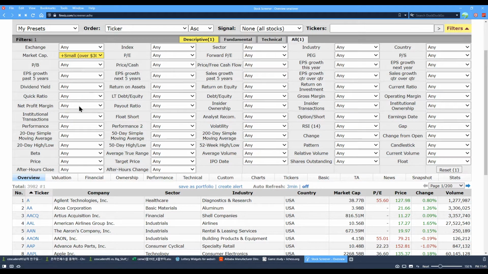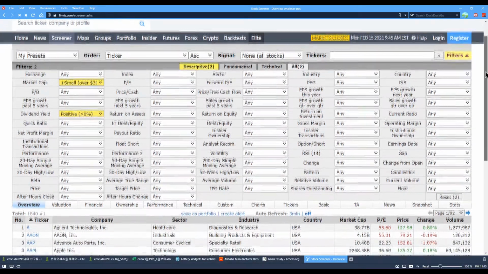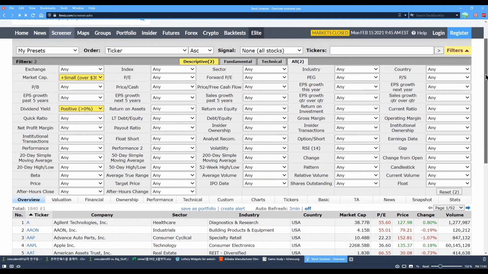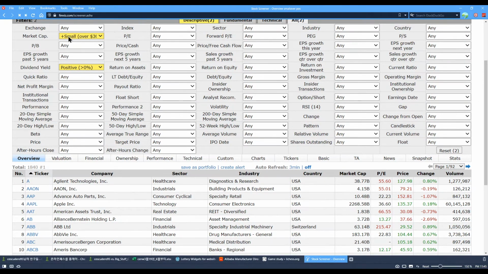But in this case, I'm just going to set positive, meaning more than 0%, which just means that it pays some dividend. Anything more than 0 cents per quarter or per year. So then if I set positive, now we have 1,840 small or bigger companies that pay a dividend, and we'll just go on from there.